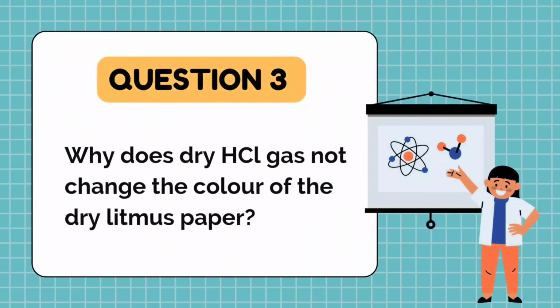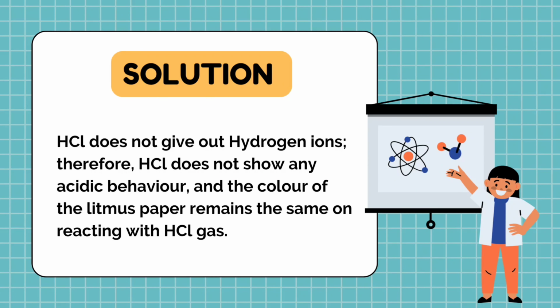Question 3. Why does dry hydrochloric acid gas not change the color of dry litmus paper? Solution. Dry hydrochloric acid gas does not give out hydrogen ions, therefore it does not show any acidic behavior, and the color of the litmus paper remains the same on reacting with hydrochloric acid gas.